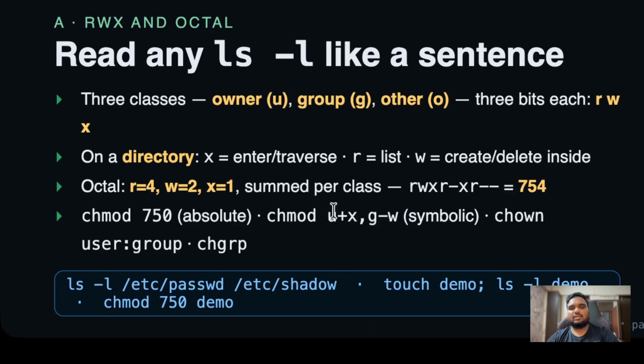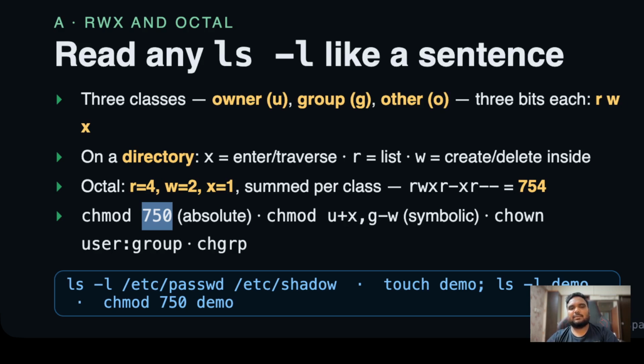In our case, it is adding execute for the user and removing write from the group, and it's leaving everything else alone. You should always use the octal when you exactly know what permissions you want, and you can use symbolic when you want to flip one thing without touching the rest of the permission set.